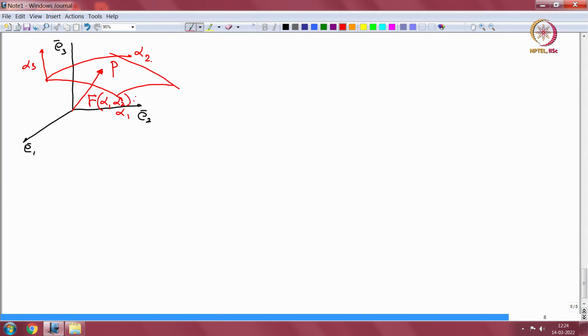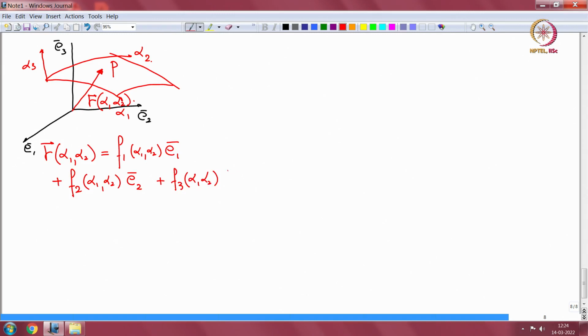on the surface parameterized by alpha 1, alpha 2 will be given by the vector R of alpha 1, alpha 2 is some function F1 of alpha 1, alpha 2 times E1 bar, plus F2 of alpha 1, alpha 2 times E2 bar, plus F3 of alpha 1, alpha 2 times E3 bar, or some x1 E1 bar plus x2 E2 bar plus x3 E3 bar.